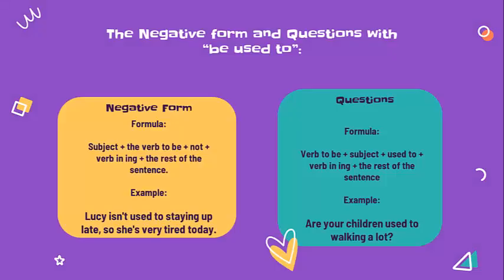The negative form and questions with be used to. The negative form. The formula is the subject, the verb to be, not, used to, the verb in ing, and the rest of the sentence. Example, Lucy isn't used to staying up late, so she's very tired today. Questions. The formula. Verb to be, subject, used to, verb in ing, the rest of the sentence. Example, are your children used to walking a lot?